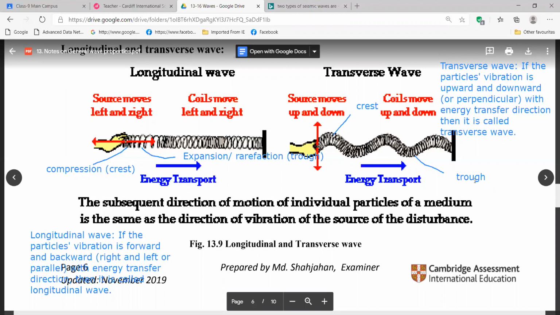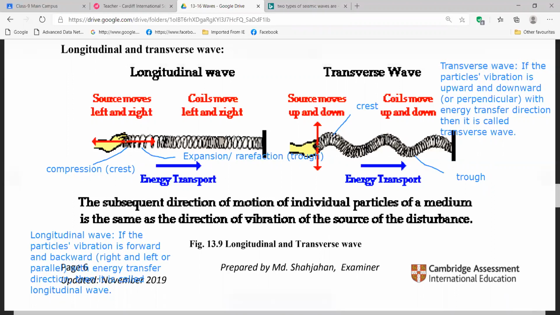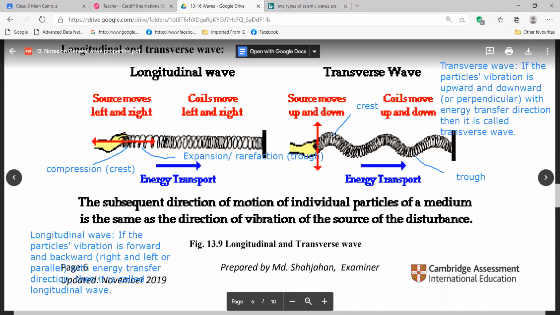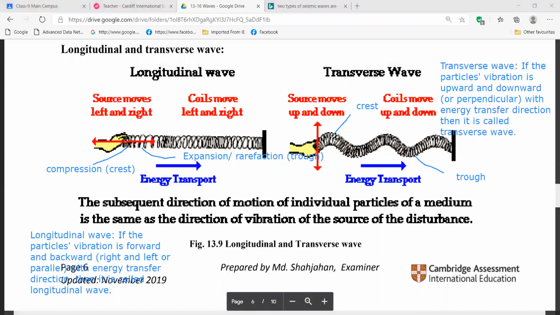Sir, it is not clear, sir. Can you repeat again, sir? Okay, look. When we are representing a longitudinal wave in our waveform, that time also we are using the same diagram. Like one wave of sound. So in sound we are getting what? Compression and rarefaction of the air molecules. So that time we are showing this crest as compression and trough as rarefaction. Is it clear?